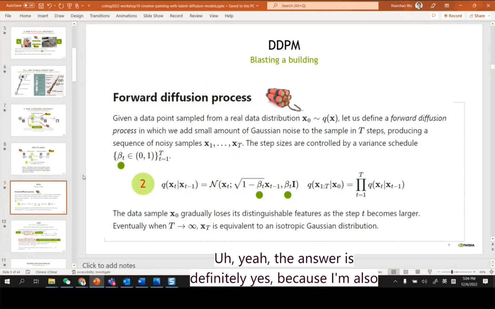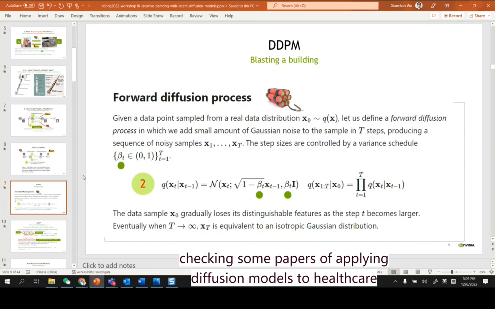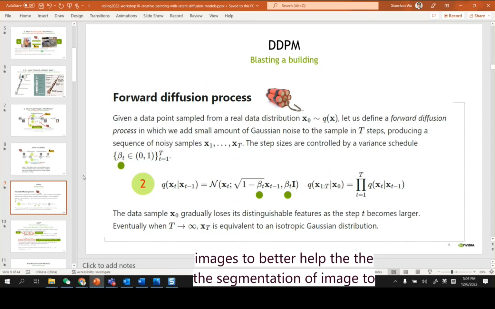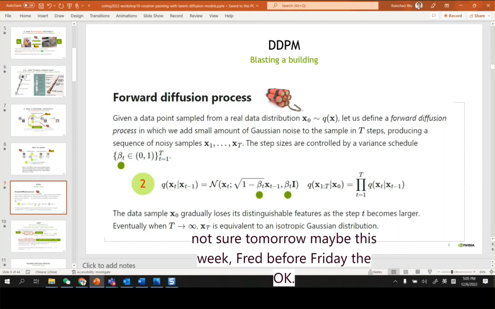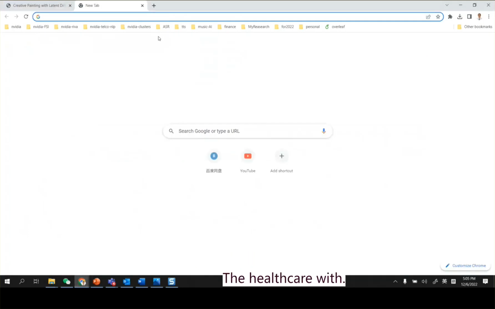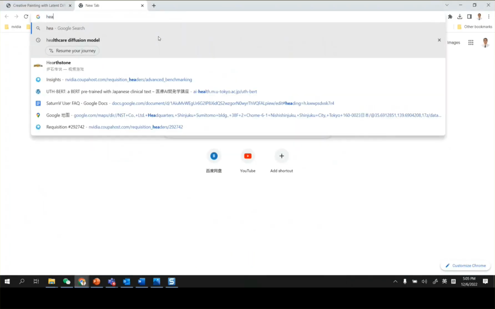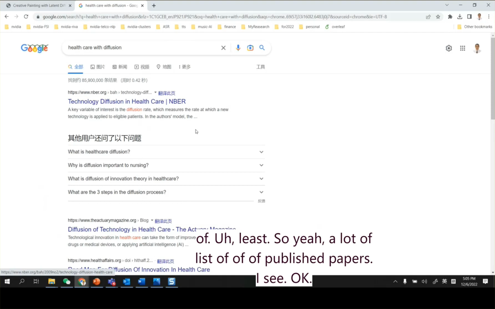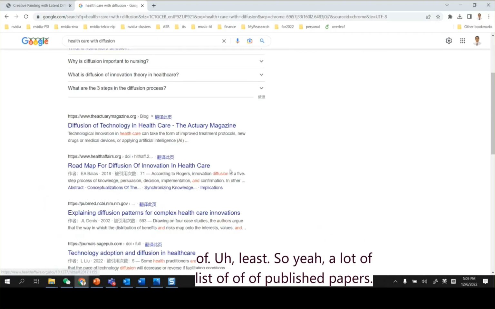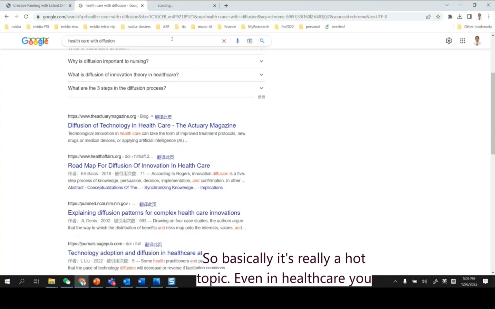Yeah, the answer is definitely yes, because I'm also checking some papers on applying diffusion models to healthcare images to better help the segmentation of images and to enhance images. There is a list of papers in this direction. Let me check them and share with you, maybe this week, before Friday. If you search healthcare with diffusion, you should find a lot of published papers. It's really a hot topic even in healthcare.